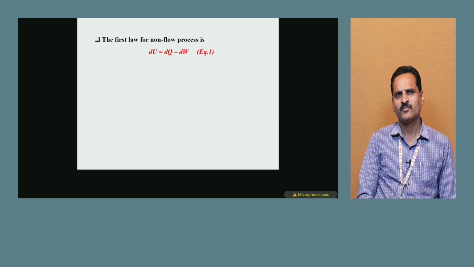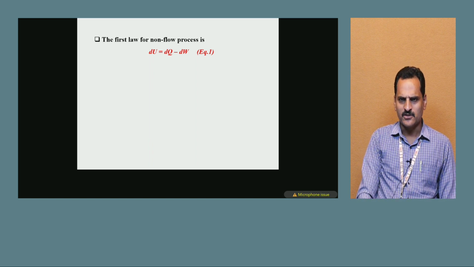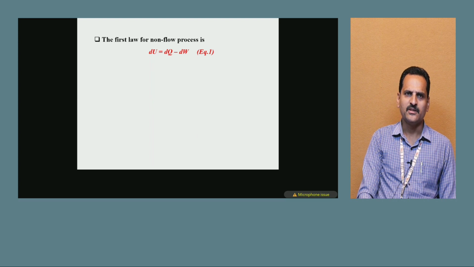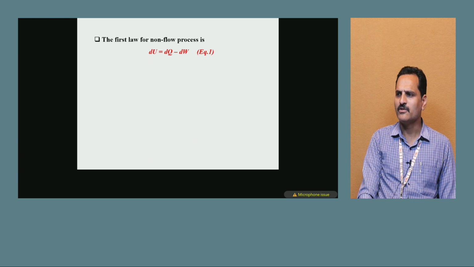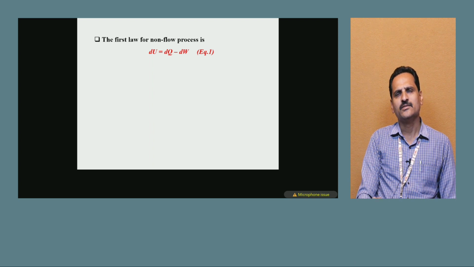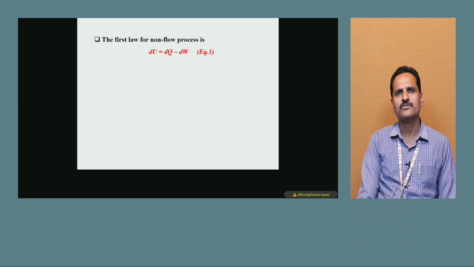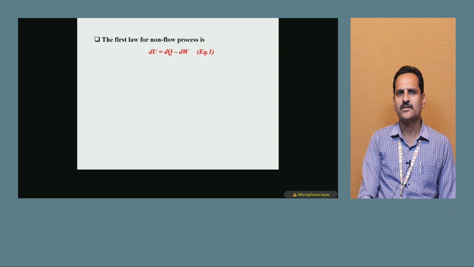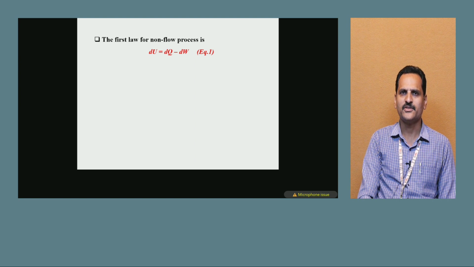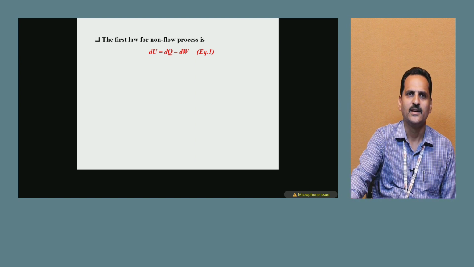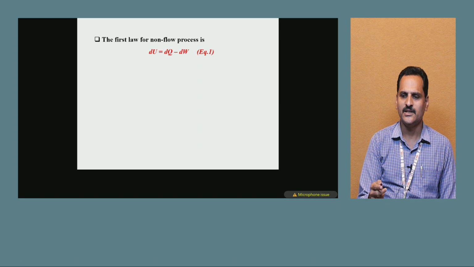Before going to the first fundamental property equation, let's see the first law of thermodynamics for a non-flow process. In the previous classes, we derived the mathematical statements of the first law of thermodynamics for a flow process as well as for a non-flow process. Now the equation is represented as dU equals dQ minus dW.